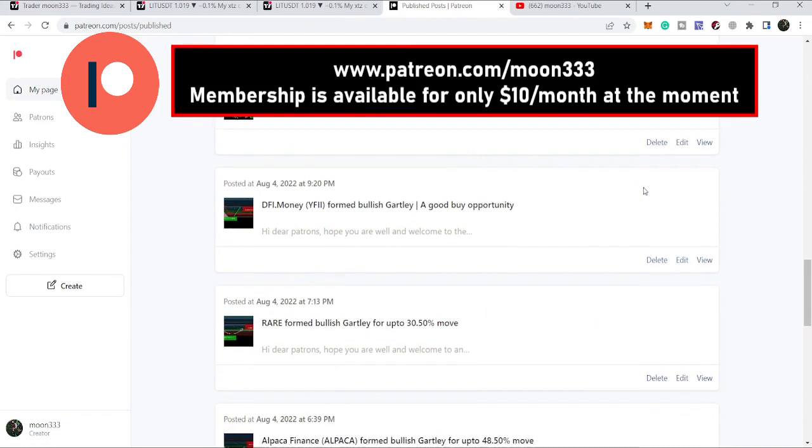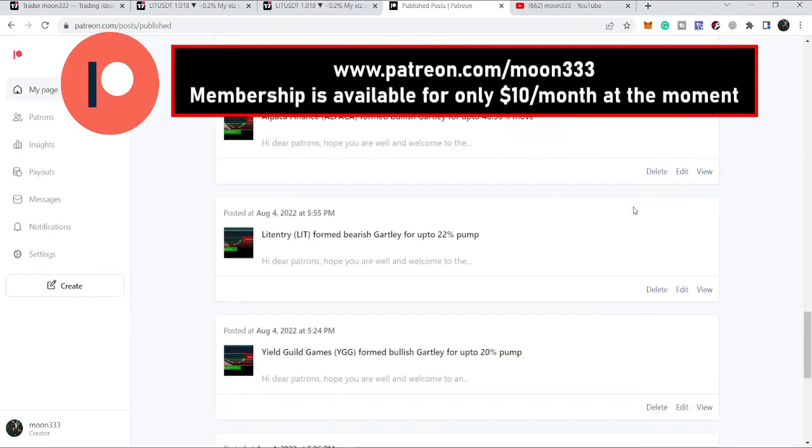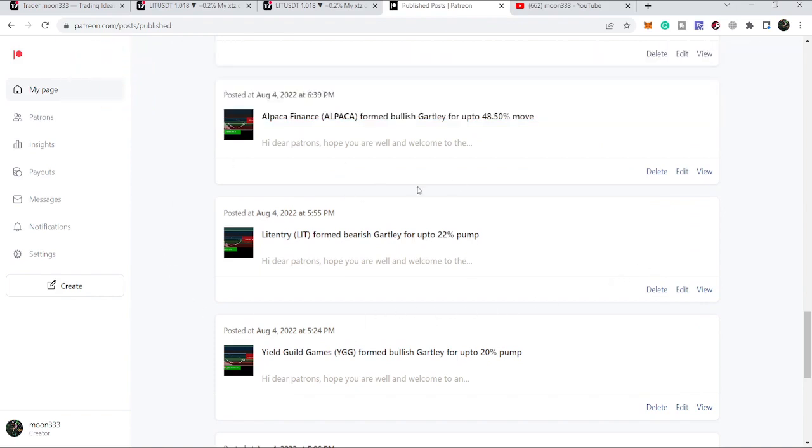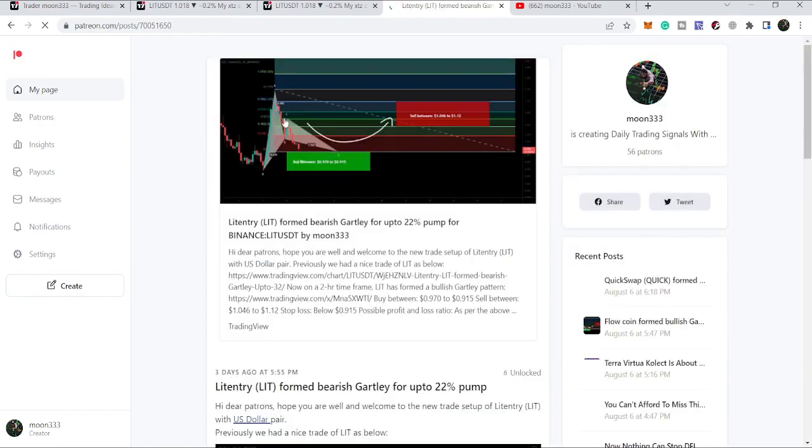So let's start the analysis, and first of all let me begin with this recent trade setup that I shared almost 3 days ago on 4th of August, when Litentry completed a harmonic bullish reversal setup, a Gartley setup, on the 2-hour time frame chart. And this was the idea. You can see it had just entered the buying zone.